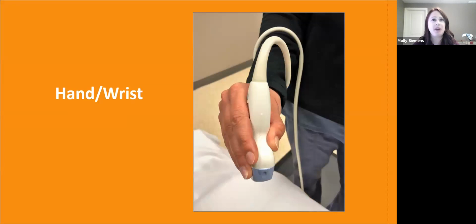Instead of a pencil grip, we want to use a palmar grip. Holding the probe in the palm of your hand with the fingers lightly wrapped around it instead of just between the fingertips helps distribute the weight of the transducer more evenly and reduces the amount of tendon muscle force needed.